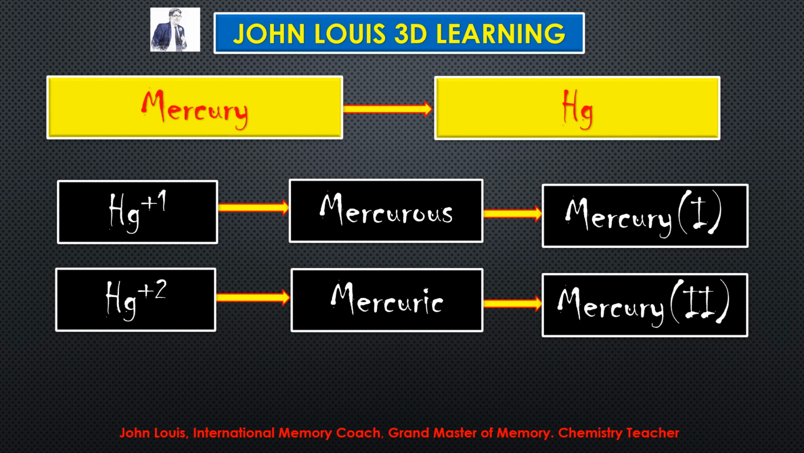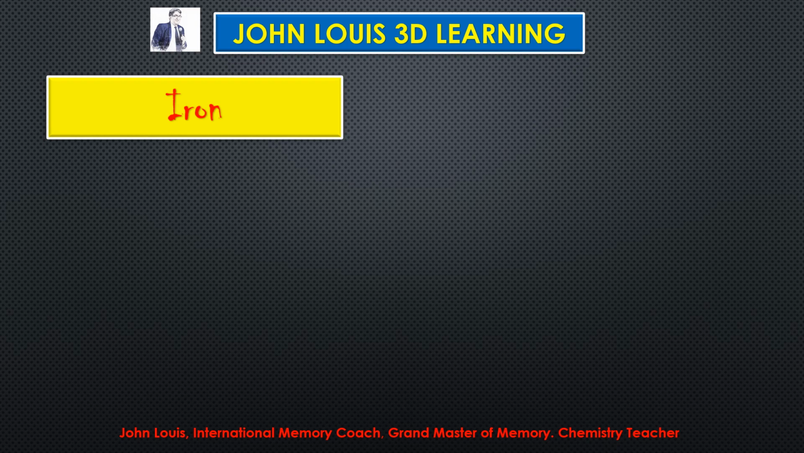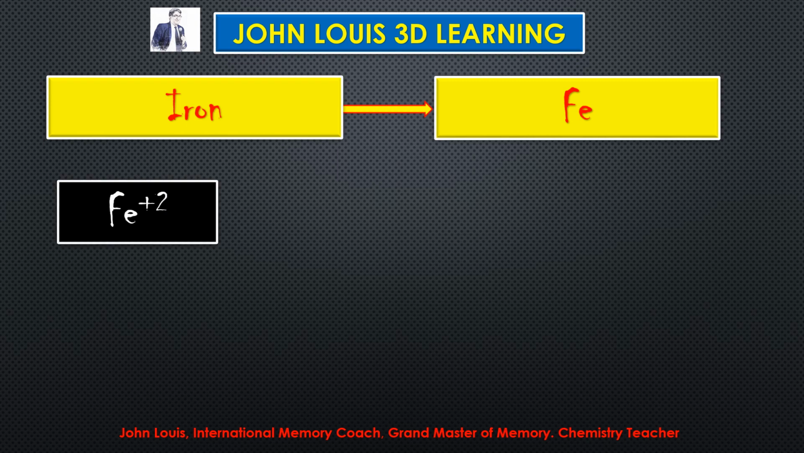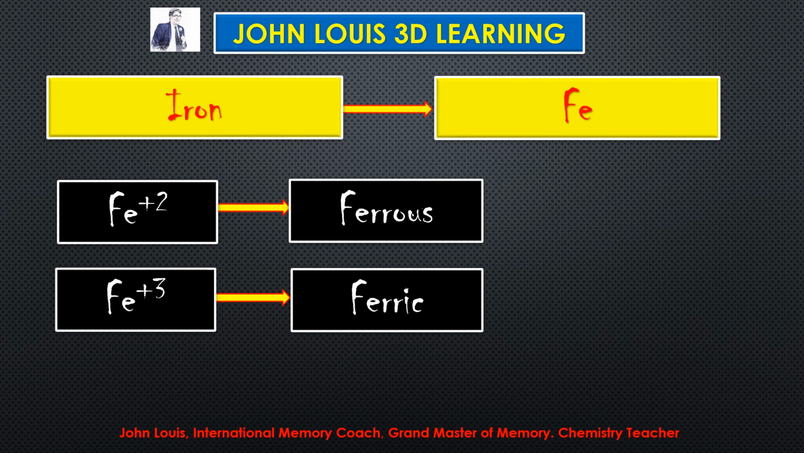Okay, so the next ion having variable valency is iron. Its symbol is Fe, derived from the Latin name ferrum. So if the charge is plus 2, it is known as ferrous. If the charge is plus 3, it is known as ferric.